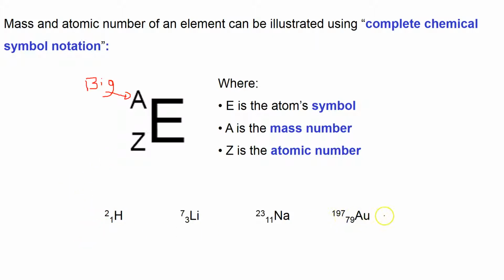So here are some examples. This is a hydrogen atom. It has 1 proton and a total of 2 particles in its nucleus. This is a lithium atom. It has 3 protons but a total of 7 particles in its nucleus. This is a sodium atom. It has 11 protons but a total of 23 particles in its nucleus. And here's a gold atom. It has 79 protons but a total of 197 particles in its nucleus.